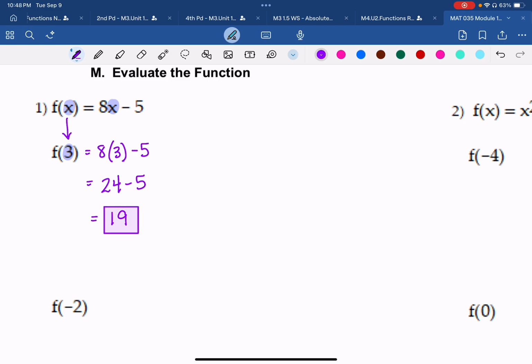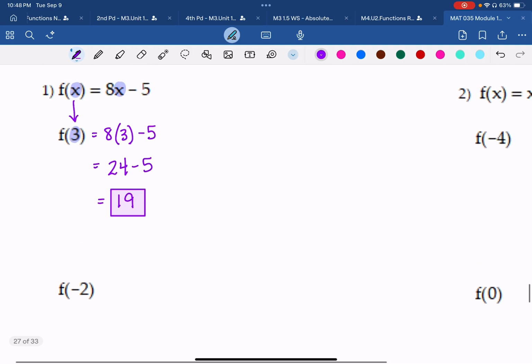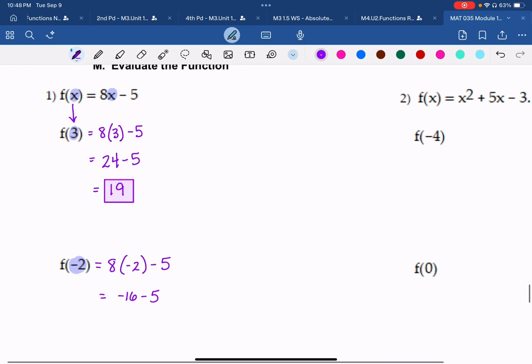All right. Then my next one, I'm using the same equation. So still 8x minus 5. This time I'm replacing the x with negative 2. So 8 times negative 2 minus 5. Same idea. I'm going to do 8 times negative 2. So that's negative 16. And negative 16 minus 5 is going to give me negative 21.